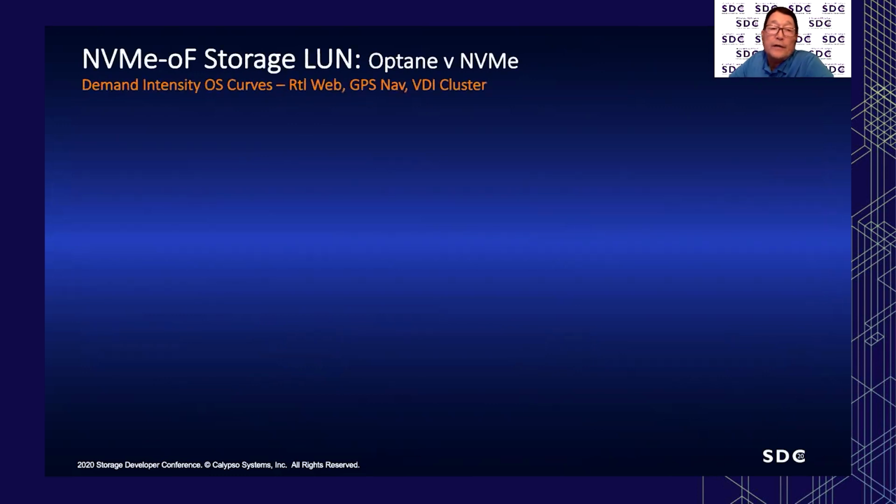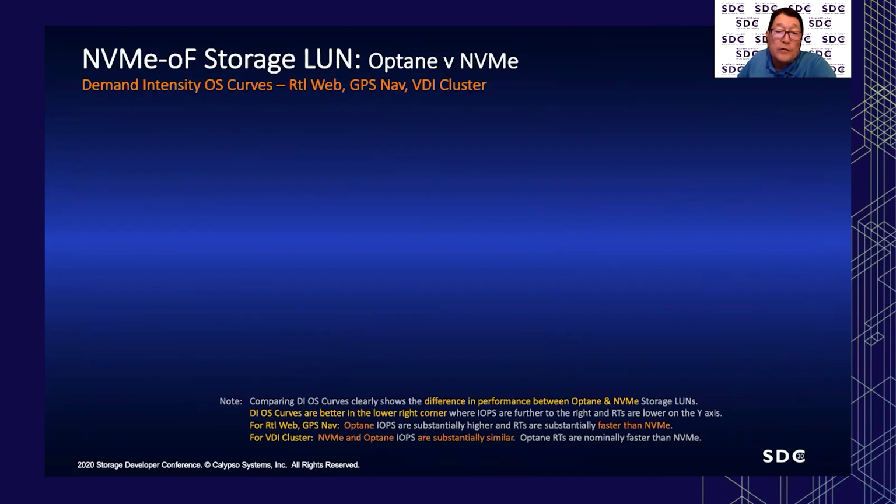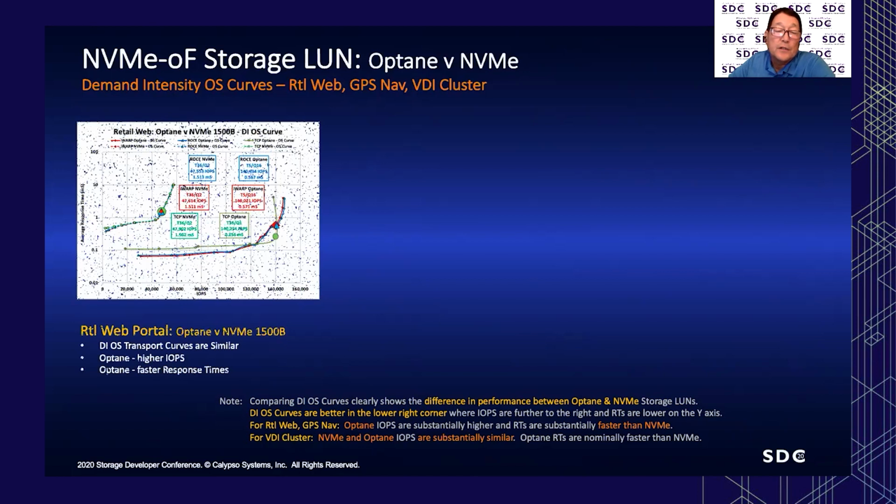Finally, we're going to look at the demand intensity outside curves for the different drives. And here you're going to see where the DI outside curve can really show you some clear differences. In the left side for the retail web portal, the dotted lines on the left represent the 3 transports for NVMe. The solid lines on the right are the DI curves for Optane.